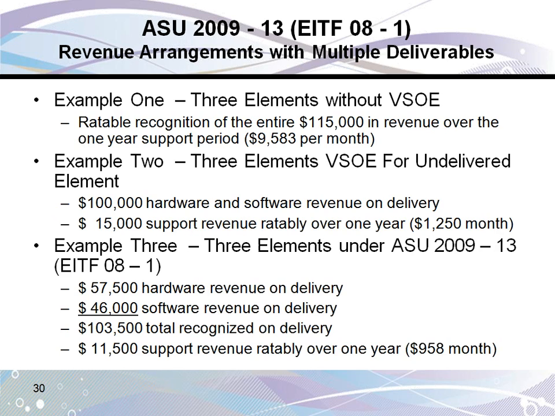And in the third example, when we applied the relative selling price method of EITF 08-1, we had a different result. We recognized $103,500 for the delivered items and $11,500 for the support, the undelivered item, because we spread that discount in the transaction over all the elements instead of just the undelivered elements. So that's a snapshot of some of the changes that this relative selling price method introduces to our revenue recognition, and an example of how we apply the relative selling price method. Of course, this is a simple transaction with just 3 elements and some given information, so we knew what VSOE was, we knew what third-party evidence was, and we knew what ESP was.